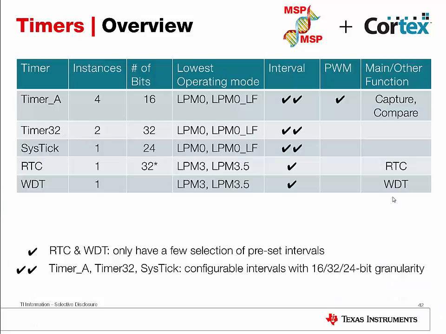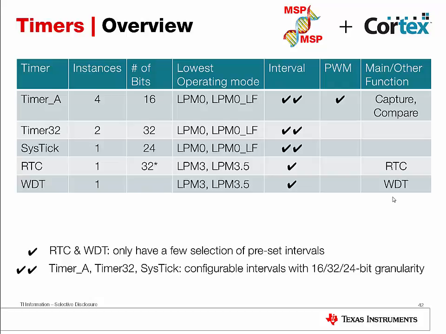So first off with timers, there are quite a few timer resources available on MSP432, each with different feature sets to fit different requirements of different types of applications. Starting off with Timer A. Timer A is a 16-bit timer available on many existing MSP430 devices. It is also the most flexible timer, essentially a Swiss Army knife of timers, because it can be configured to be used in many different use cases.